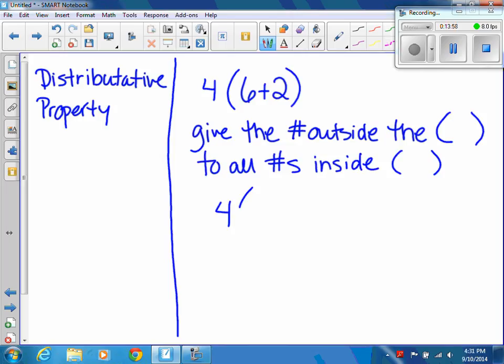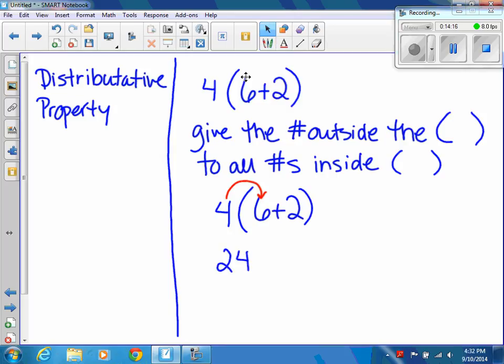So again, I have 4 and then 6 plus 2. Remember when the 4 is right next to the parentheses here, it means to multiply. So I'm going to take this 4 and I'm going to give it to the 6. So 4 times 6 is 24. And I'm also going to take the 4 and I'm going to give it to the next number in there, which is a 2. Keep in mind that it's a positive 2. That's going to come in handy later on. So 4 times positive 2 is positive 8. And then, of course, I could solve from there. But I've distributed the 4 to both numbers on the inside.